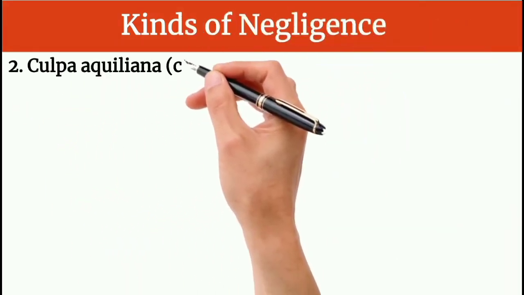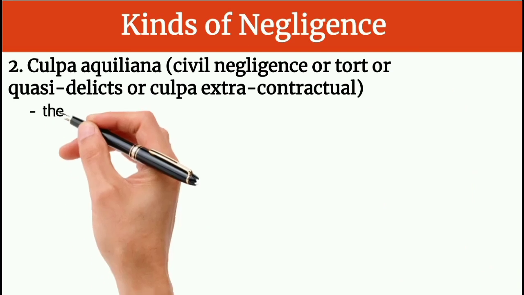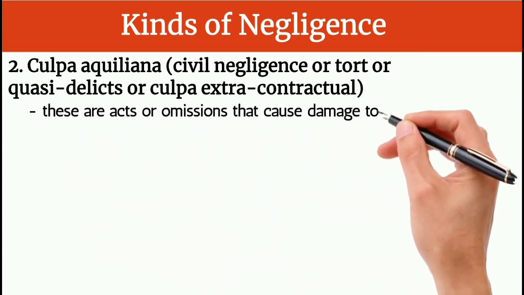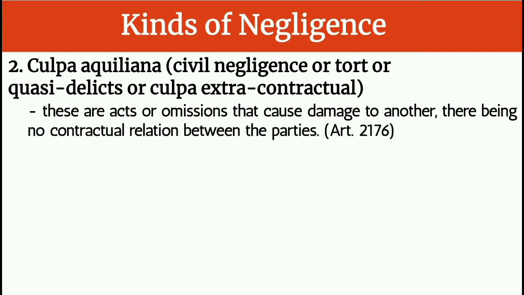Next, culpa aquiliana or civil negligence or tort or quasi-delicts or culpa extra-contractual. These are acts or omissions that cause damage to another, there being no contractual relation between the parties. This is Article 2176 of the New Civil Code of the Philippines. Actually, itong culpa aquiliana, na-discuss ko na to during the sources of the obligation. Di ba merong 5 sources of obligation, and they are law, contracts, quasi-contracts, delicts, and quasi-delicts. Yung quasi-delicts, tinatawag din yon as culpa aquiliana.